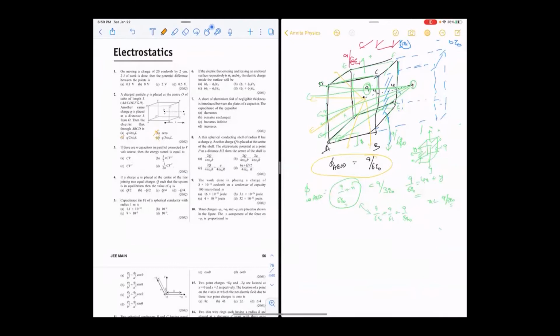D is also wrong. So option should be A, but option should be Q by, I'm just approximating, I'm not sure, Q by 4 epsilon naught. So among the options, we are getting this Q by 4 epsilon naught. But this pi L should not be there because it is electric flux through ABCD. So there won't be any L and all in it. So maybe some printing mistake. These are the options not there, but we get this. Are you able to understand?